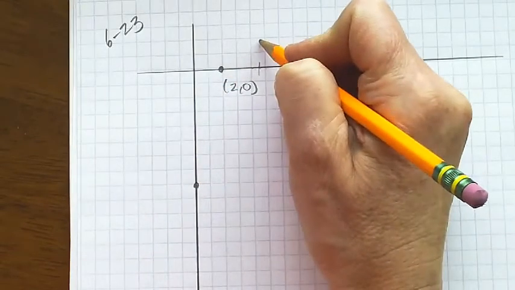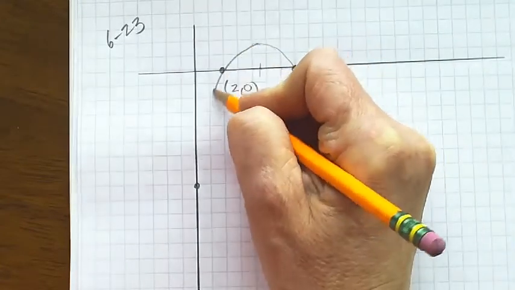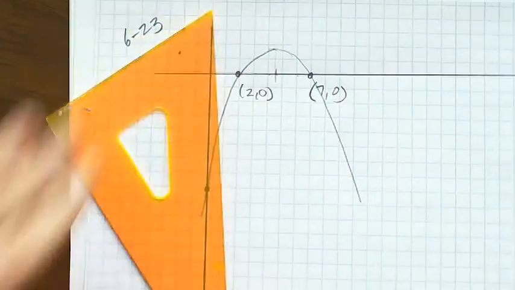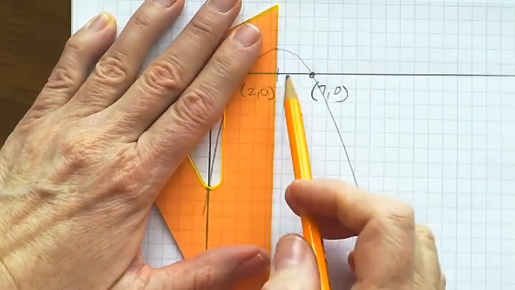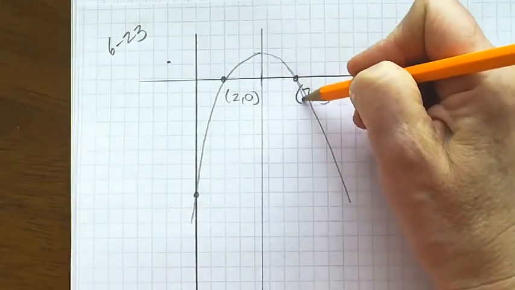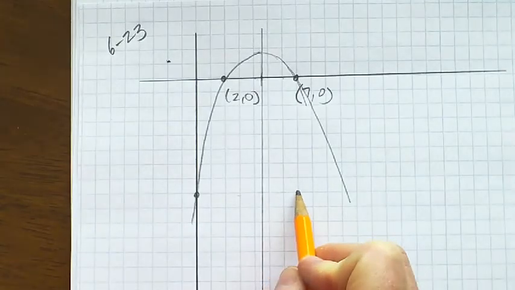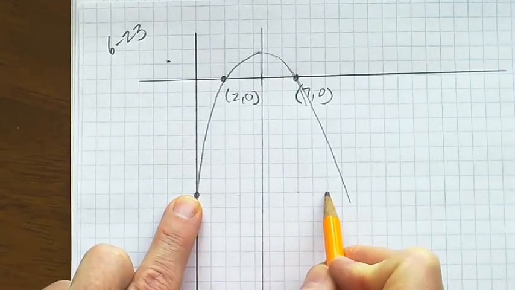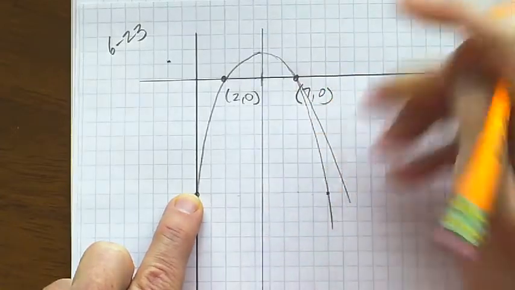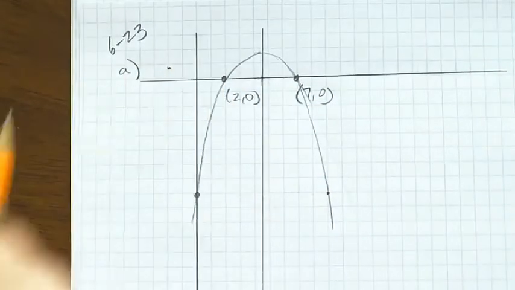So we're just going to do the best we can. Our line of symmetry would be right here at 4.5. That's where you could fold it, and it would fold right on top of itself. So you could kind of use that to get this point. So there's a point right about there. Okay, that's it for part A.